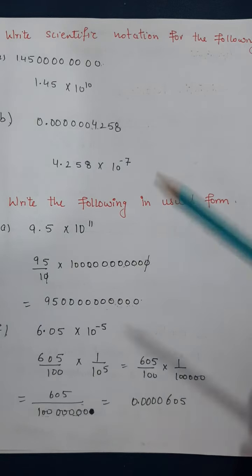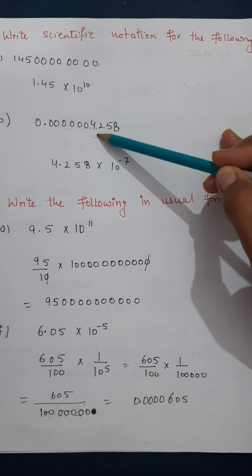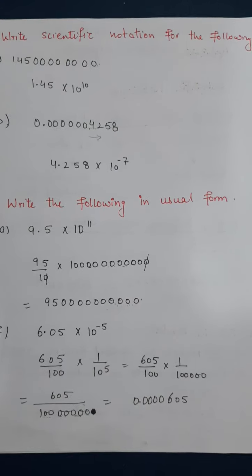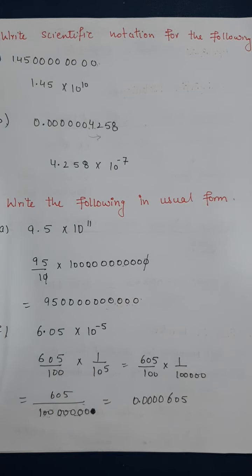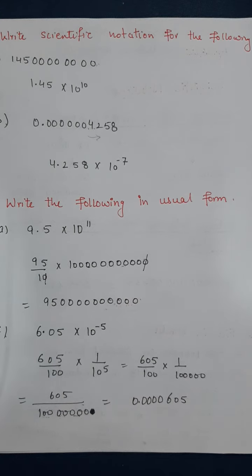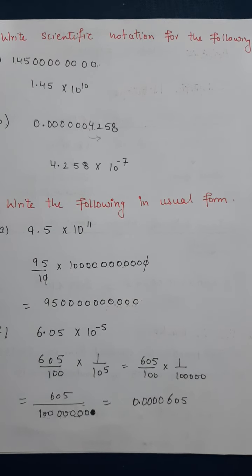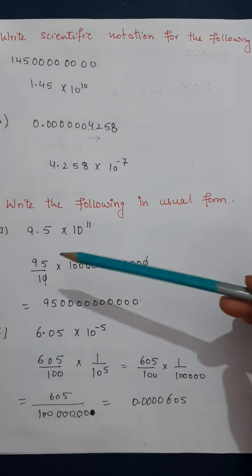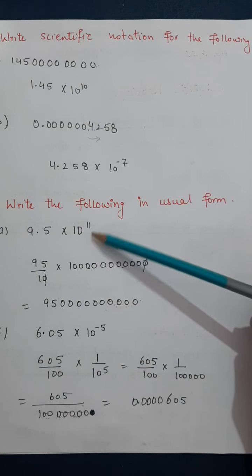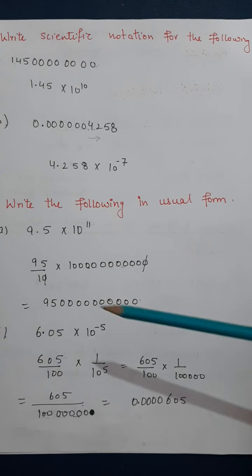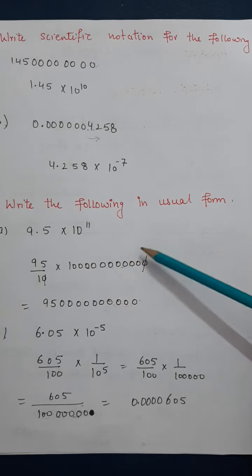Clear? Because we are moving towards the right side. So negative exponent. Third question: write the following in the usual form, right? Usual form means you have to just open the decimals, remove the decimal, simplified form. Simplified form will be, this is 10 raised to power 11, so 1 and 11 zeros.